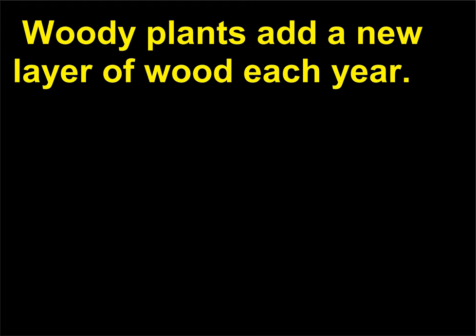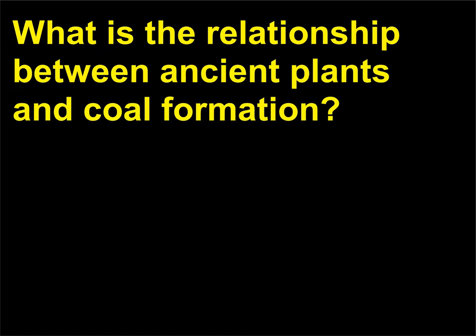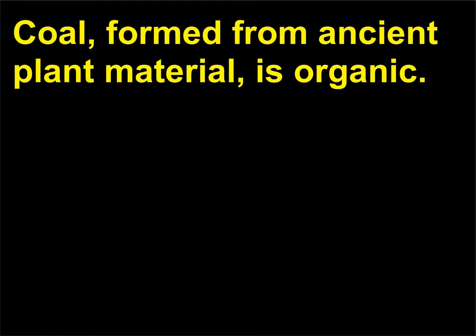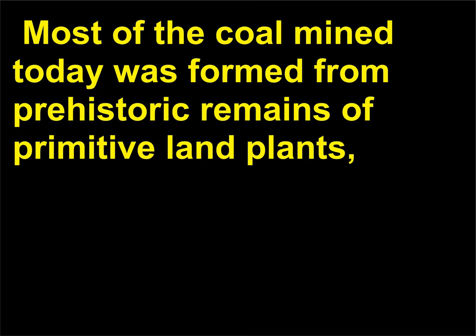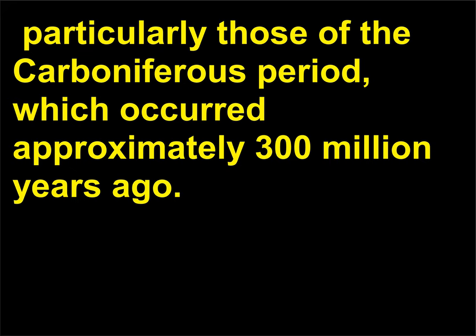What is the relationship between ancient plants and coal formation? Coal, formed from ancient plant material, is organic. Most of the coal mined today was formed from prehistoric remains of primitive land plants, particularly those of the Carboniferous period, which occurred approximately 300 million years ago.